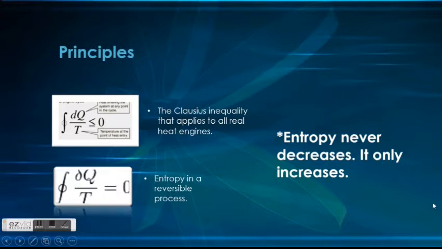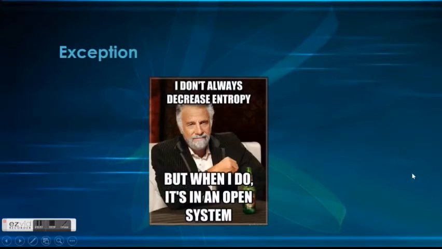However, there is an exception. The exception is that in an open system, entropy can decrease. This is because in an open system, everything is allowed to interact. Mass, volume, heat, everything. Because of this, energy is allowed to flow in and out of the system. Therefore, there may be a decrease or an increase in entropy.